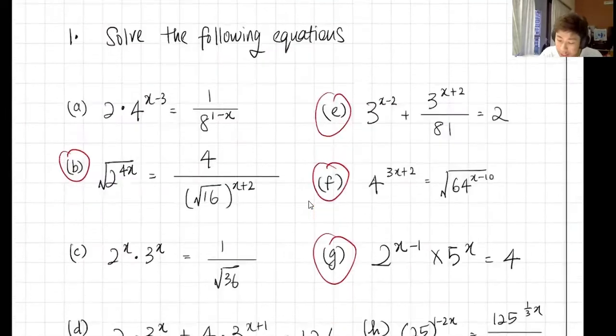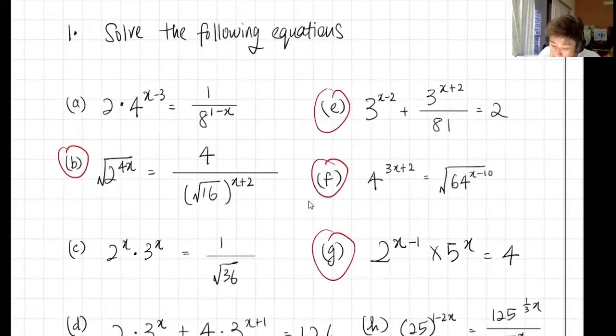Okay, this is E. It's not very hard. These are still quite simple questions. We move on to F.